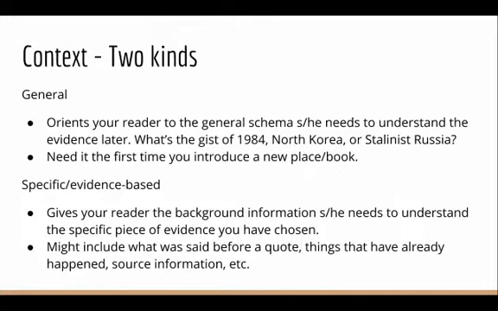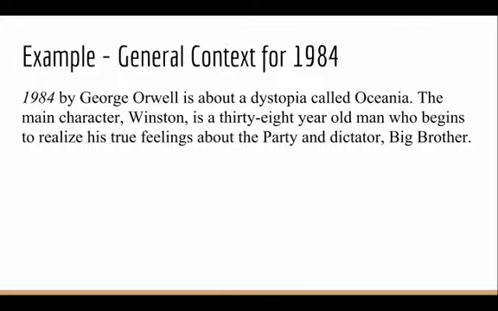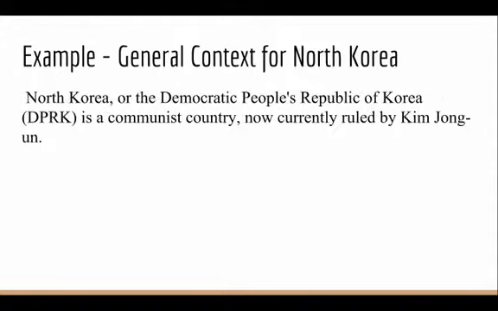So this is what the general should look like. For 1984, general context might look like this. 1984 by George Orwell is about a dystopia called Oceania. The main character, Winston, is a 38-year-old man who begins to realize his true feelings about the party and dictator, Big Brother. For North Korea, general basic context is: North Korea, or the Democratic People's Republic of Korea, the DPRK, is a communist country now currently ruled by Kim Jong-un.